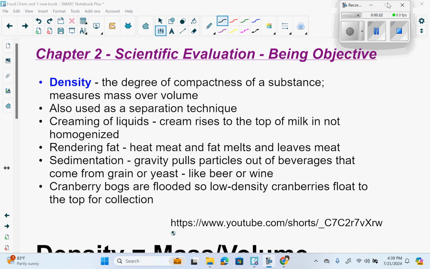It's used in the creaming of liquids. The cream will rise to the top of milk that has not been homogenized. So really what that means is the milk has been put through like a strainer to break up the fat, and if you don't do that, the cream would rise to the top and separate out of the milk.